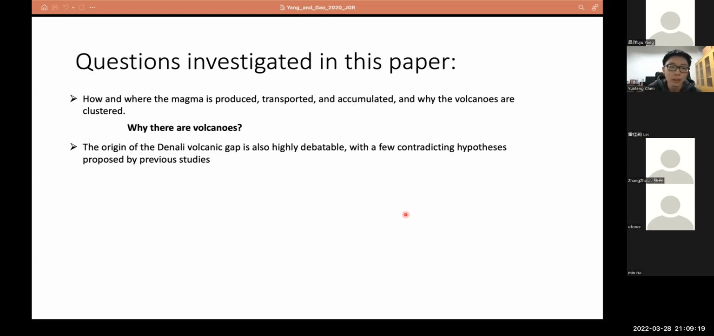Another one is basically the cause of the Denali volcanic gap, because there have been a series of contradicting studies trying to explain why there is a volcano gap. So in short, it's basically trying to answer this question: why are there no volcanoes? So why there are volcanoes and no volcanoes? Those are the two scientific questions investigated in this paper.